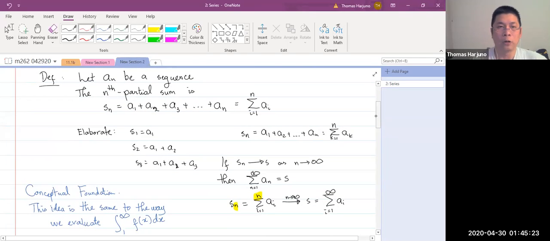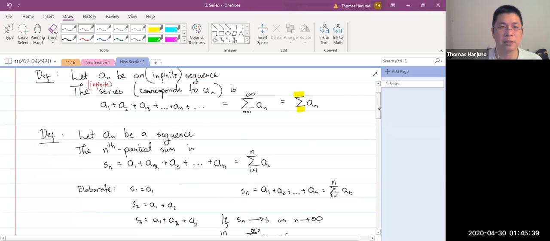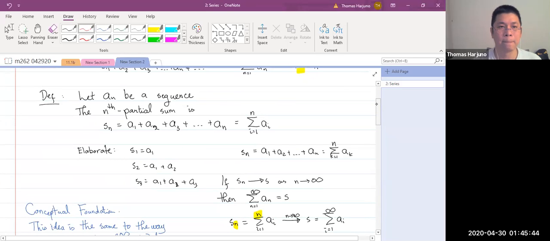So this is the definition of sequence, and from a sequence we build a series, which always means an infinite series. To compute the sum of a series, we approach that by first finding the partial sum. The nth partial sum, denoted by S sub n, is the sum of the first n terms.